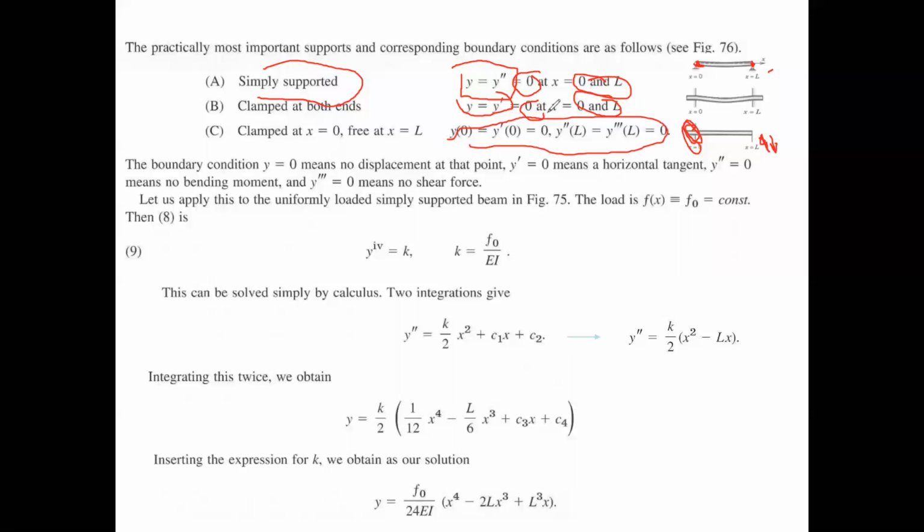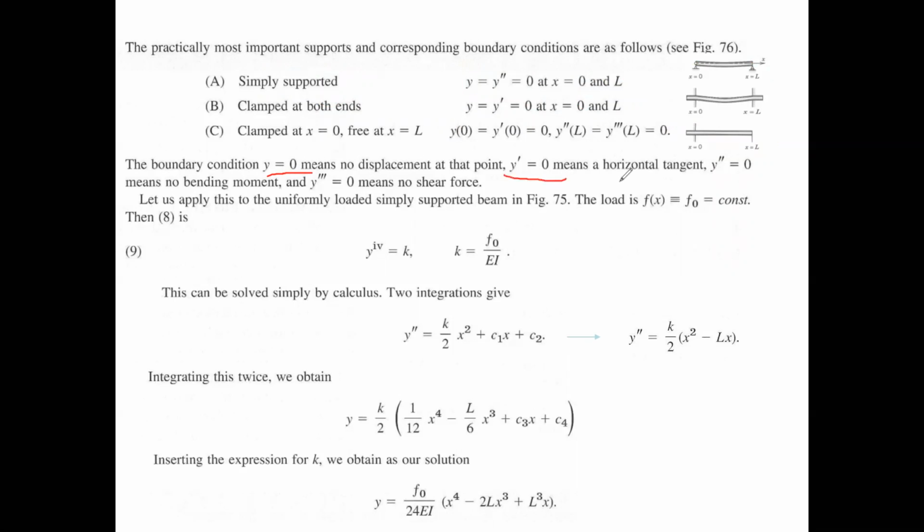So let's use the simplest. Here, y equal to 0 means no displacement, and y accent equal to 0 means there's a horizontal tangent, equal to 0, and then y double accent equal to 0 means no bending moment. Y triple accent means no shear force.